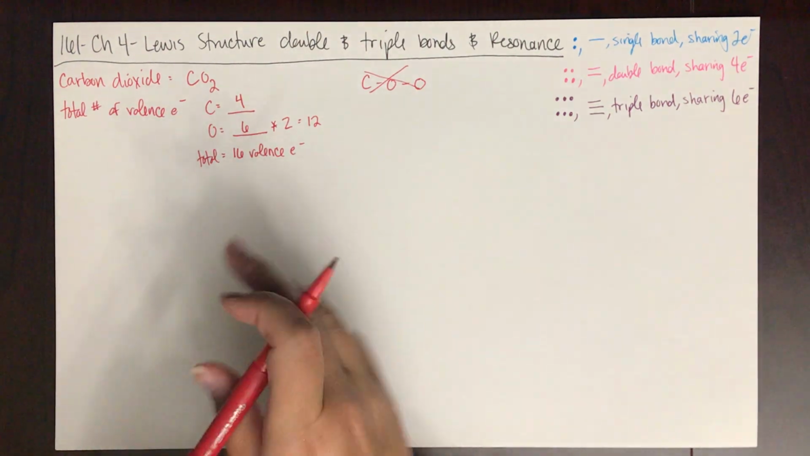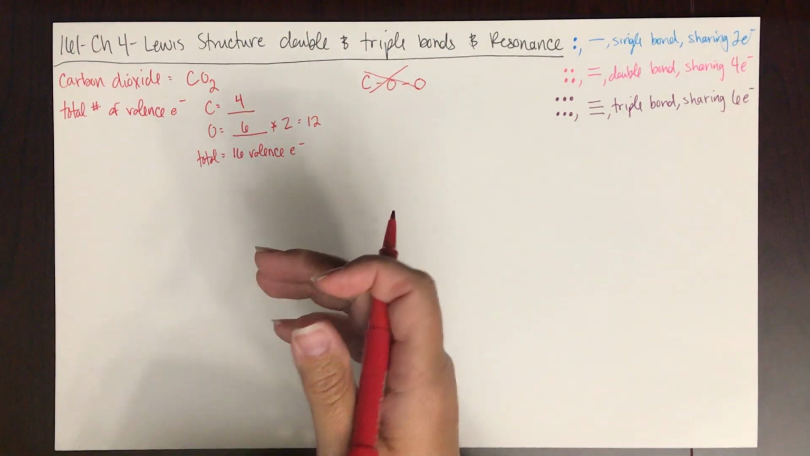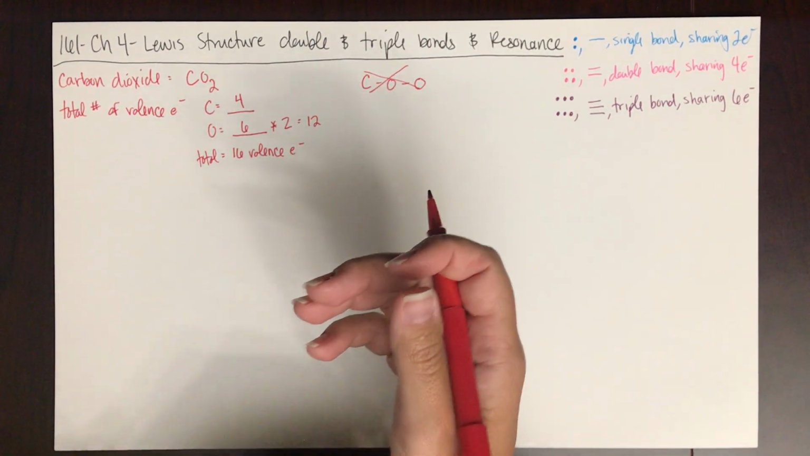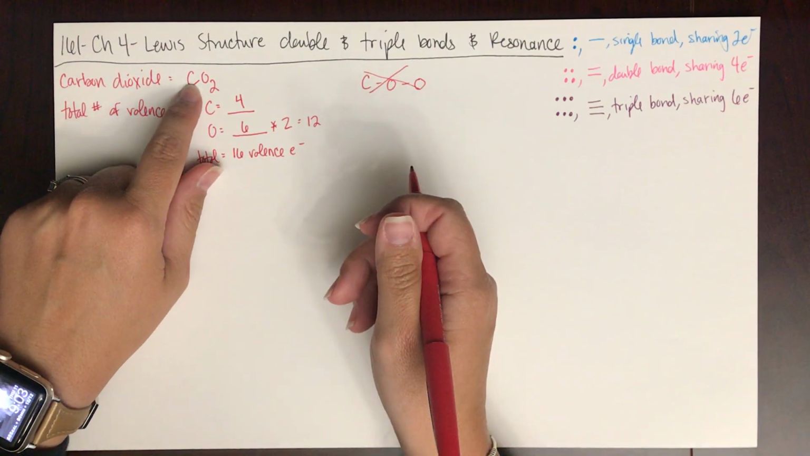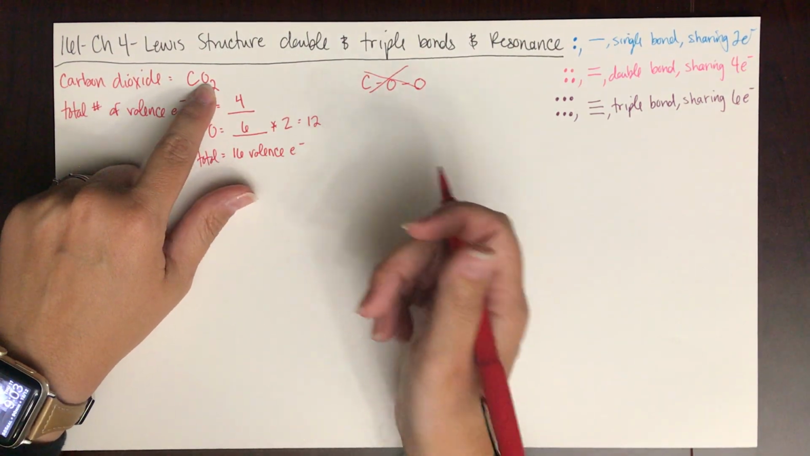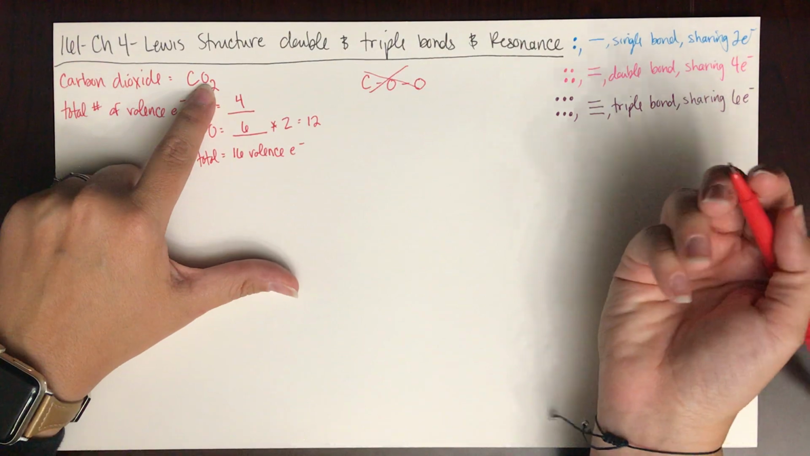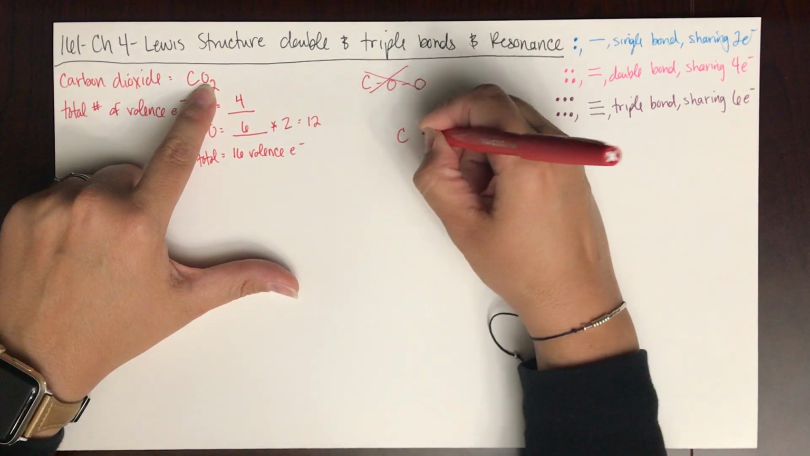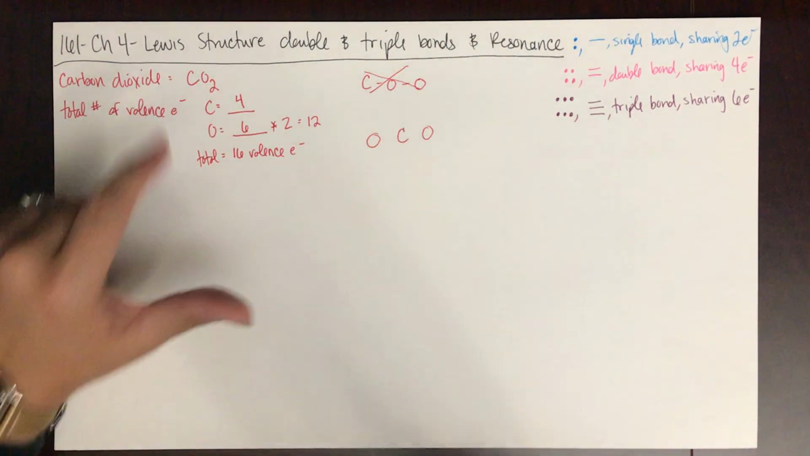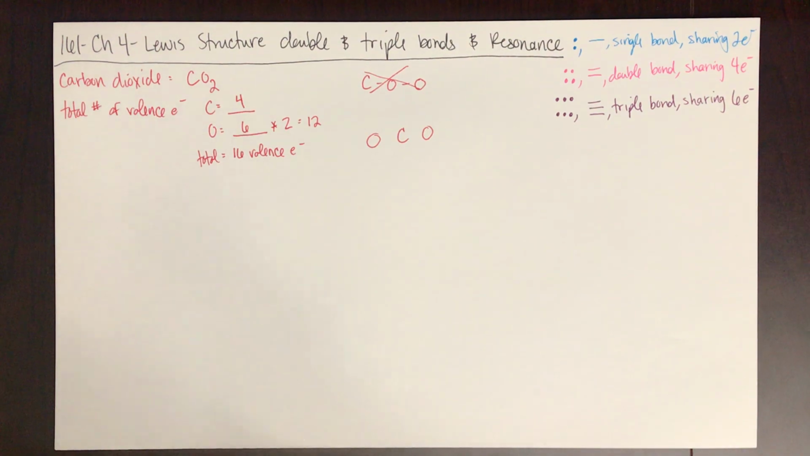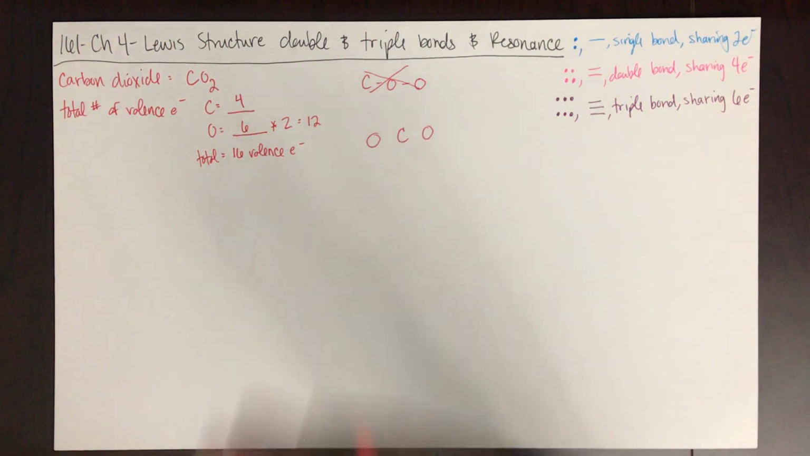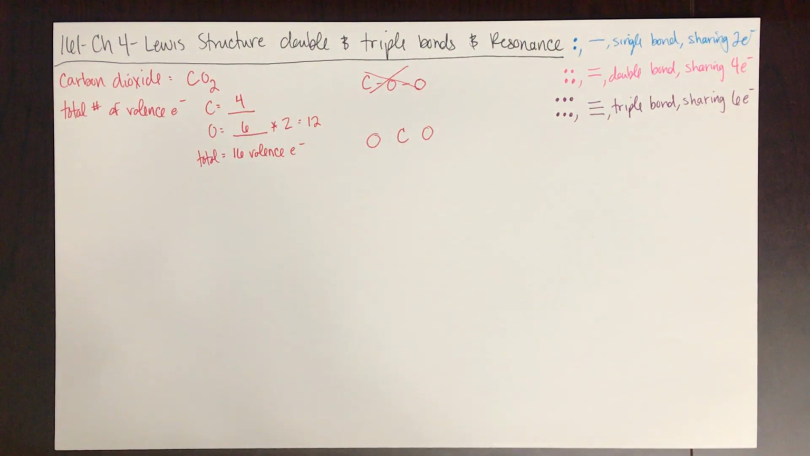Also, you should put the element with the highest bonding capacity in the middle. Carbon has a bonding capacity of 4, oxygen only has a bonding capacity of 2, so that's another reason why we know carbon goes in the middle and the oxygens go on either side. Okay, so we've drawn what we think it should look like.